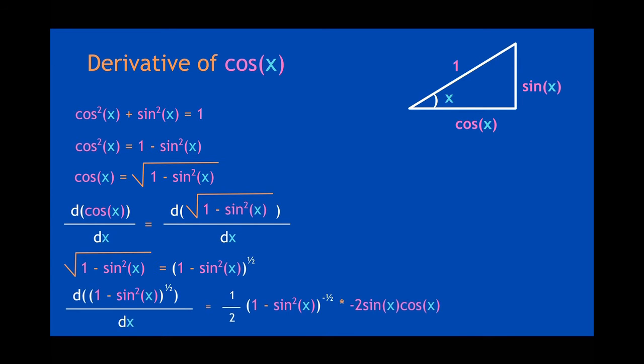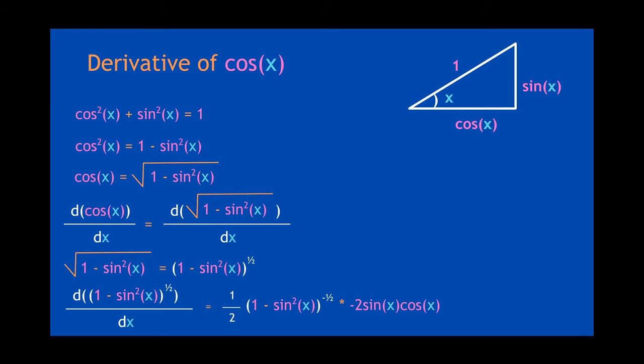Now taking our derivative, the derivative of 1 minus the sine squared of x raised to the 1/2 power is equal to 1/2 times our inside function, which is 1 minus the sine squared of x. Then this is raised to the negative 1/2 power because the power rule tells us that we have to subtract 1 from the power. And then using the chain rule, we multiply by the derivative of the inside function, which is going to end up being negative 2 times sine of x times cosine of x.